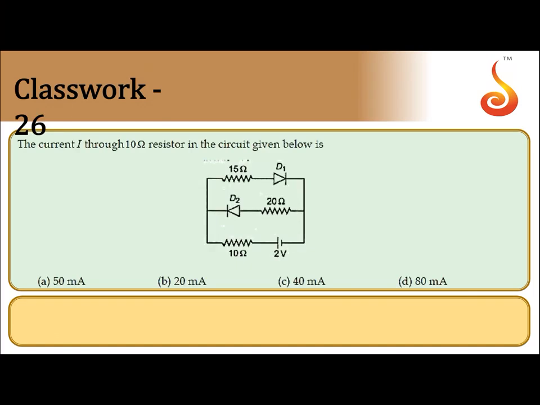The current I through the 10 ohm resistor in the circuit below is? So if you observe the circuit here, this is the positive of the battery. So this point is connected to positive. So this is also positive. This side is negative. So with that, for diode D2, the positive of the diode is connected to the negative of the battery and the negative of the diode is connected to the positive of the battery. So diode D2 is reverse biased.